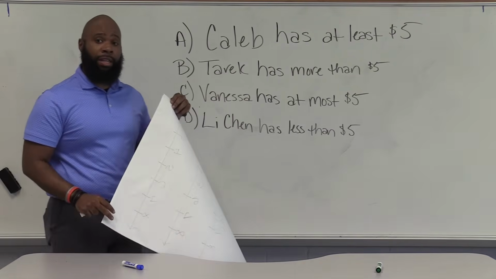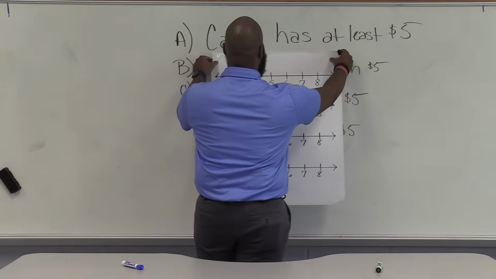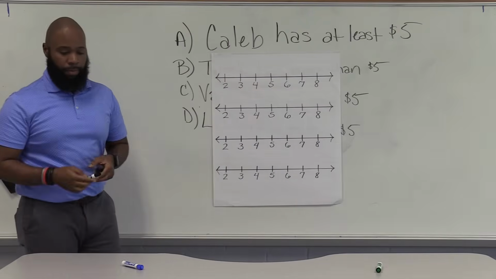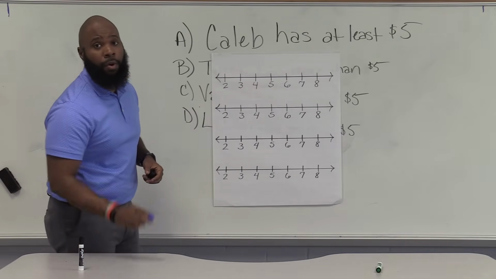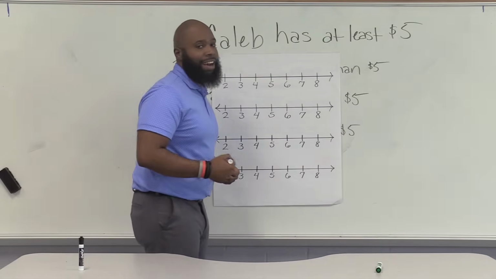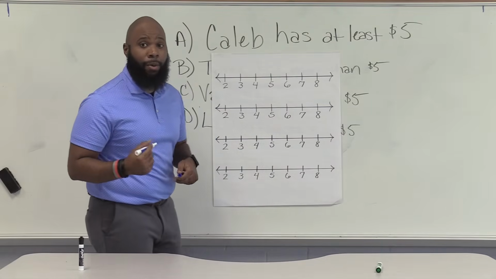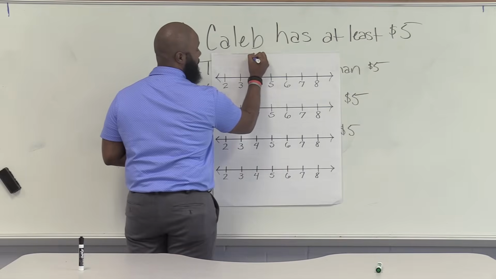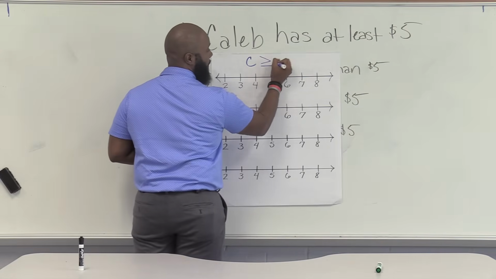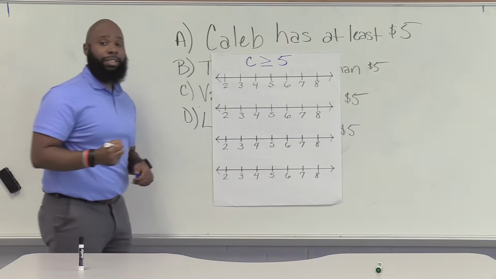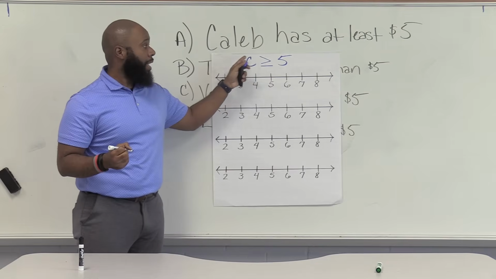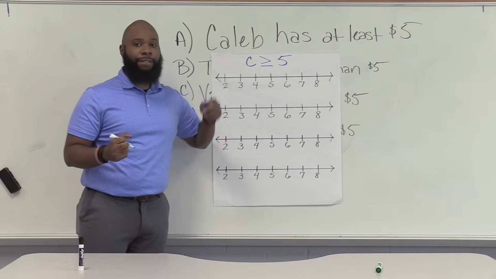So the first inequality and number line we're going to create is for Caleb's situation. Let's write our inequality. It says Caleb has at least $5. So my inequality I'm going to write is, I'm going to use C for Caleb, and he has at least $5. So that means I can go ahead and know that he has anything greater than or equal to 5.